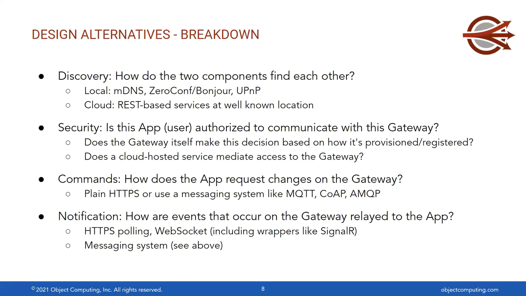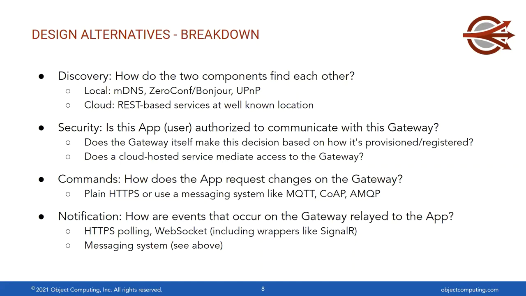And then going along with that, what about notification? How about the other way around? And this is a little bit trickier. Events that occur on the gateway or the devices that the gateway is serving, how are those events relayed back to the application? HTTPS isn't really made to do this directly, but you can simulate it with polling. You could employ WebSockets, and you can even use the same kind of messaging systems that I just discussed a moment ago, the MQTTs. And all those are possible.